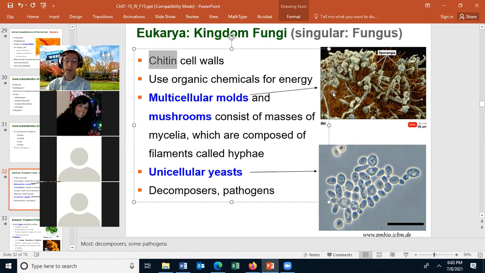The kingdom fungi can be multicellular, like the molds and the mushrooms, but they can be single-celled, and all of the yeasts are single-celled fungi. Some of the yeasts are decomposers, but some of them are pathogens, causing human disease. Any question about the kingdom fungi?